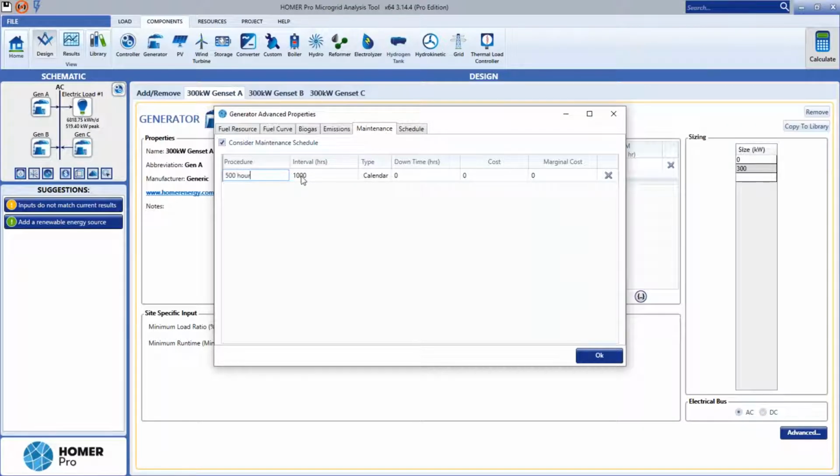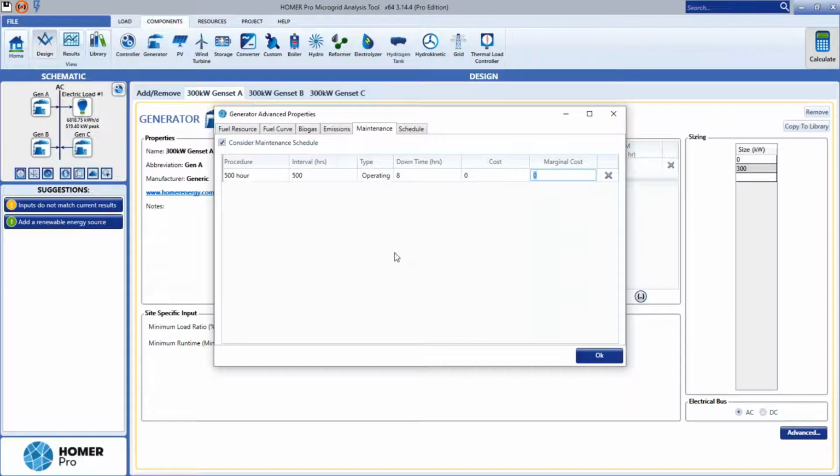So every 500 hours, the system is stopped for, let's say, an interval of 8 hours. Okay, we'll use operating time instead of calendar, and we can just leave the other parameters as is.